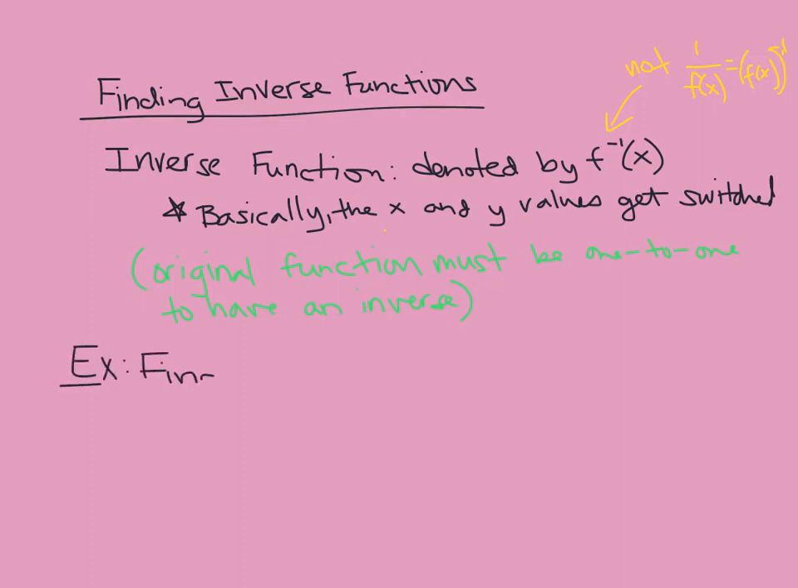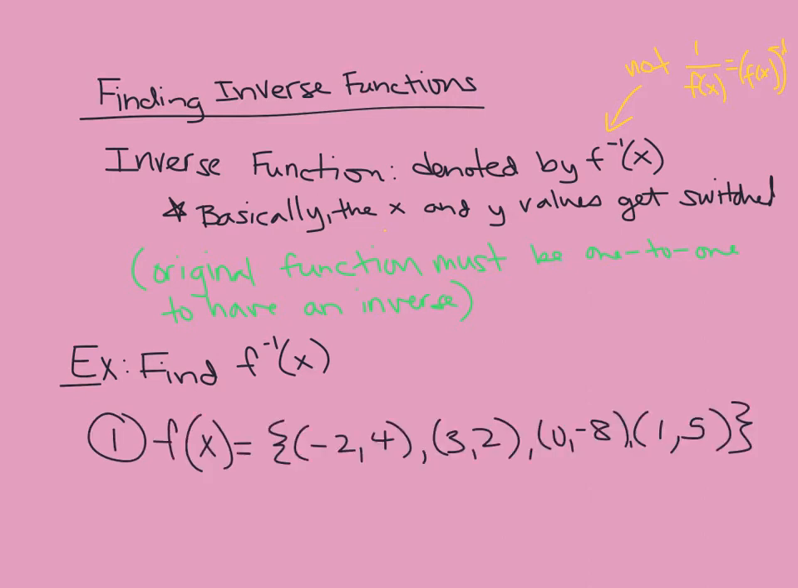We are going to be finding our inverse function. And my first example, I'm actually going to give you a set of ordered pairs. So first thing I'm going to double check is making sure that every x has only one y and every y has only one x. That is the case here. There are no x's repeated and there are no y's repeated, so I'm good there.